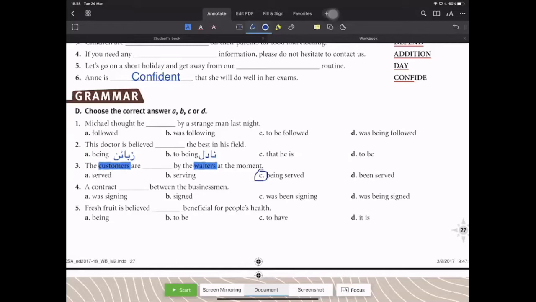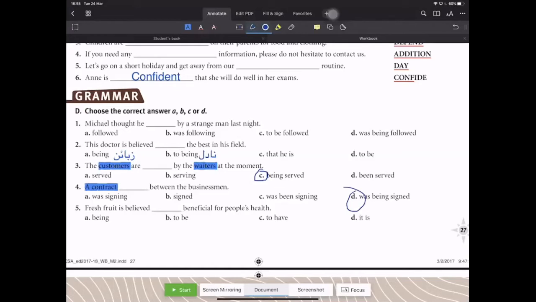Number four, a contract blank between the businessmen. Do we say a contract was signing or signed or was been signing or was being signed? Okay. Again, عندنا contract اللي هو العقد. وbusinessmen مين سوى العقد؟ We don't know. We don't know مين اللي وقع العقد between the businessmen اللي هم رجال الأعمال. So we don't know who he is. We will use the passive voice, was being signed, لأنه one contract.